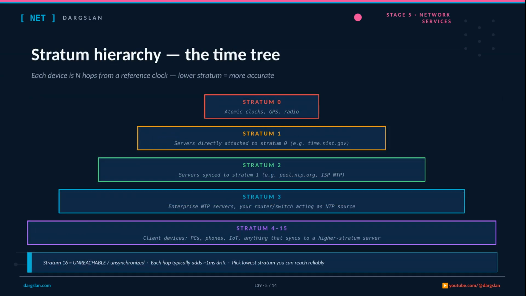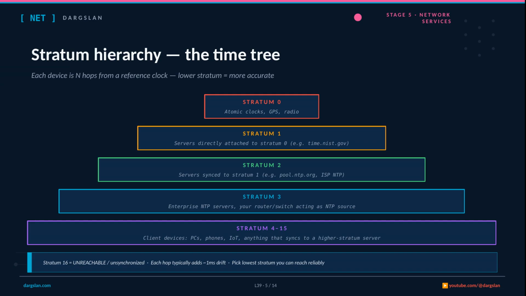Now, how does NTP actually organize all these clocks? Through a hierarchy called stratum, basically a tree measuring how many hops you are from a true reference clock. At the top sits stratum 0, the atomic clocks, GPS receivers, and radio sources that define time itself. Stratum 1 servers plug directly into those. Think time.nist.gov. Stratum 2 syncs from Stratum 1, like pool.ntp.org, or your ISP's NTP.